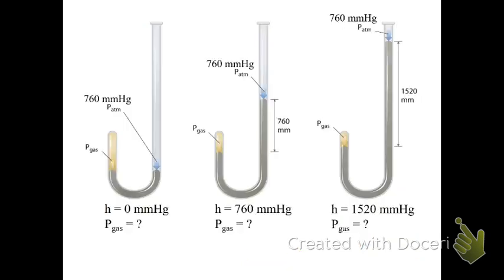All right, let's do a little practice here and determine the pressure of the gas. Looking at the first one here, we have a J tube, right? And the level of the liquid mercury is the same. So the pressure of the trapped gas should be equivalent to the pressure of the atmosphere. So in that case, the pressure of gas here is 760 millimeter mercury.